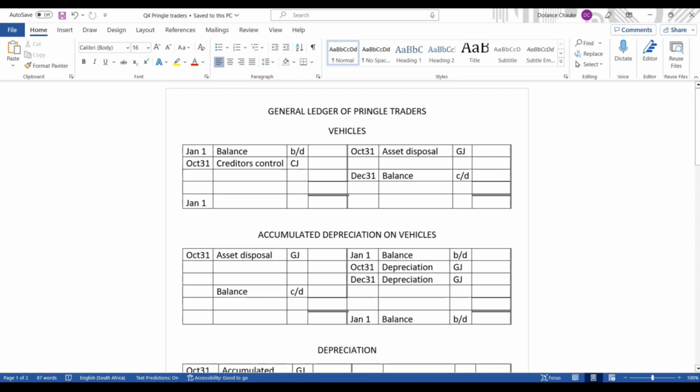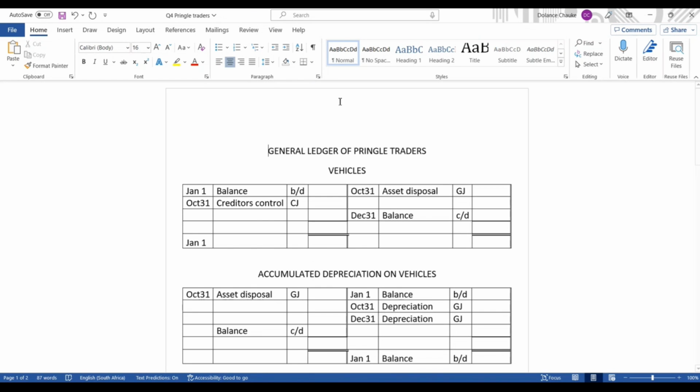Or maybe we must start by determining the period. Our period ended when? 31st December. Remember, we can't determine whether this is an opening balance without the date. So our year end is 31st December 2004. Then when did our year start? Our year started on the 1st of January 2004, right?